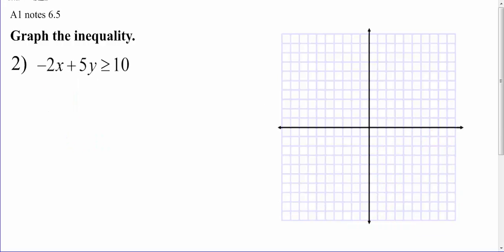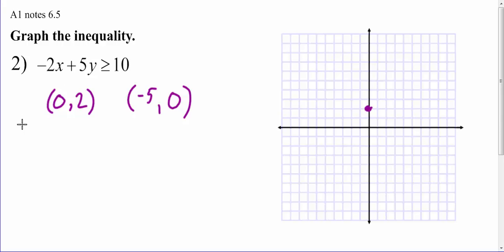All right, let's take a look at number 2, graph the inequality. I'm going to try a different method of graphing this time. I'm going to graph by finding intercepts. It's a great way to do it, because we know, for instance, if x is 0, that would mean 5y equals 10, so we know the point (0, 2) would be right here. And by the same token, if we find that y is 0, then x would have to be negative 5.